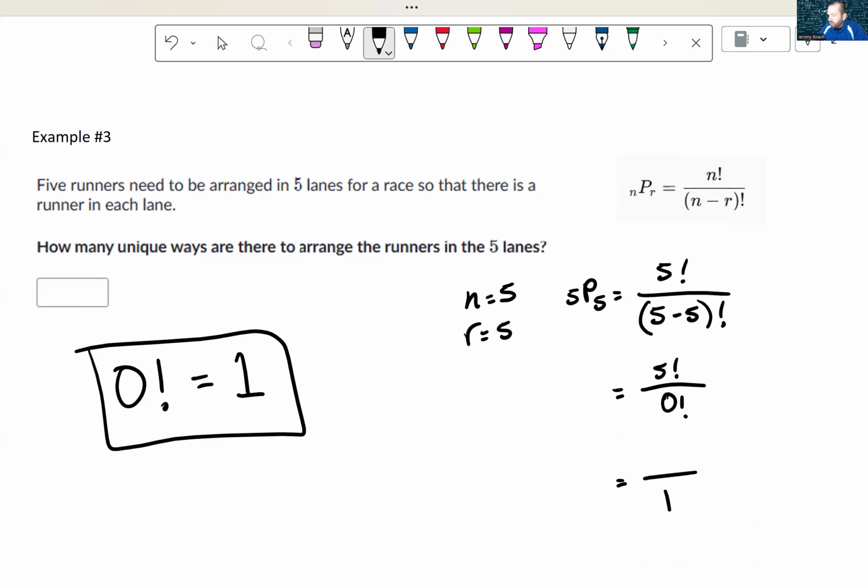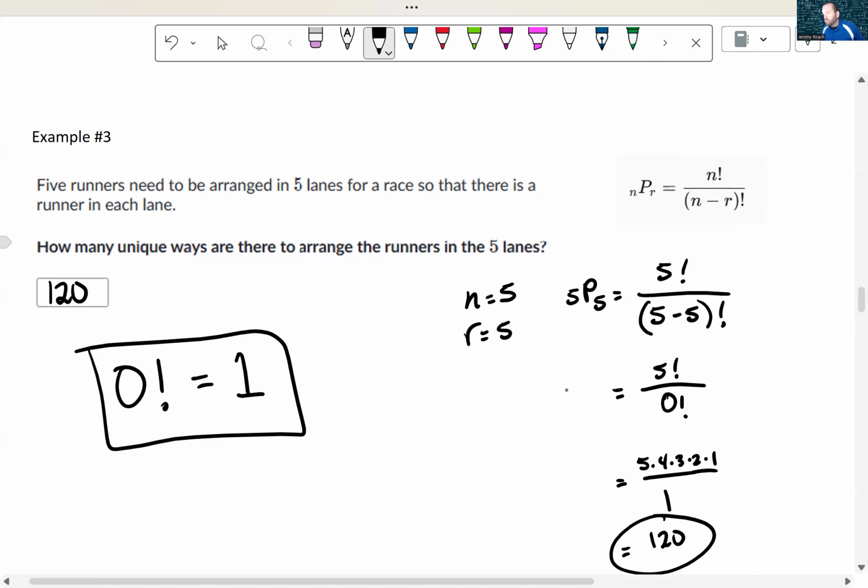Okay, and now this is 5 factorial. That's 5 times 4 times 3 times 2 times 1. And we'll just put that in the calculator. We get 120. 120 is the same thing as 120 over 1. So there's 120 ways to arrange those 5 runners into 5 lanes.